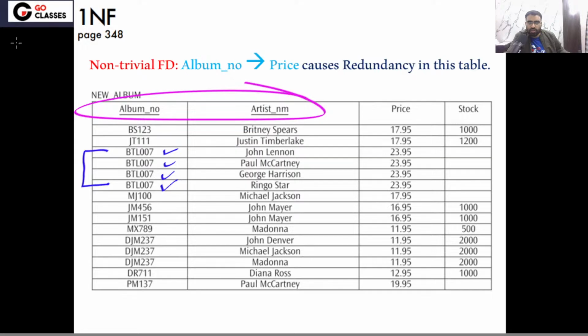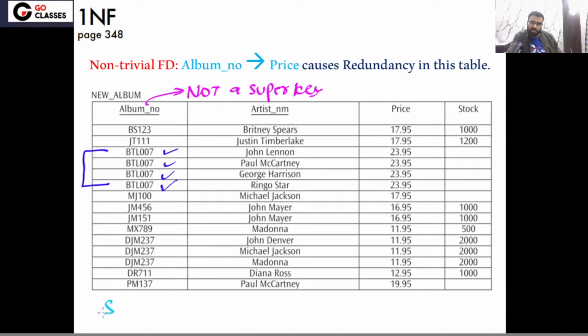Actually, what is the super key? The super key is this combination. So remember, album number is not a super key. Who is the super key then? Who is the primary key? The primary key is album number and artist name combined.